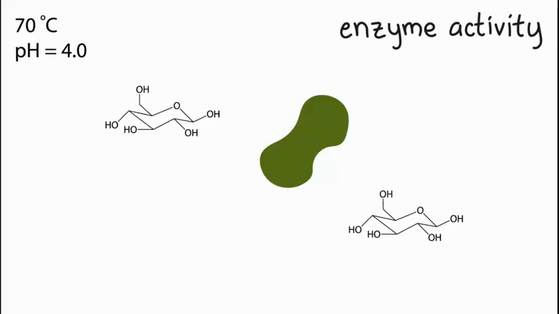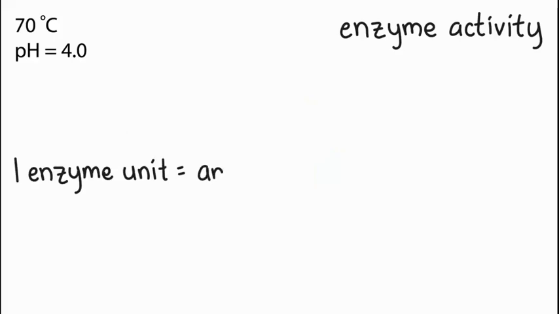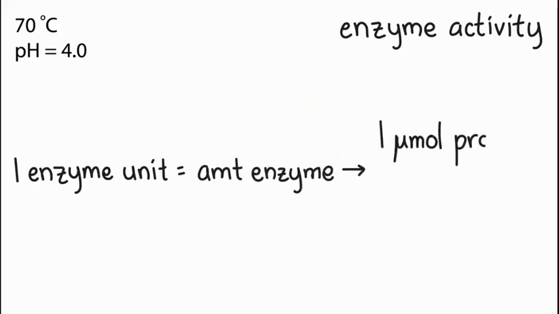Generally, scientists have defined an enzyme unit as the amount of enzyme needed to produce 1 micromole of product in 1 minute under specific conditions. Thus, for simplicity, we often write enzymatic activity in terms of units, rather than micromoles of product per minute.